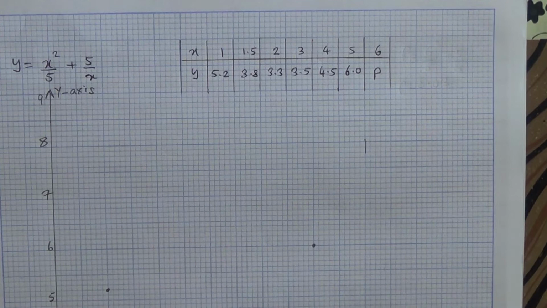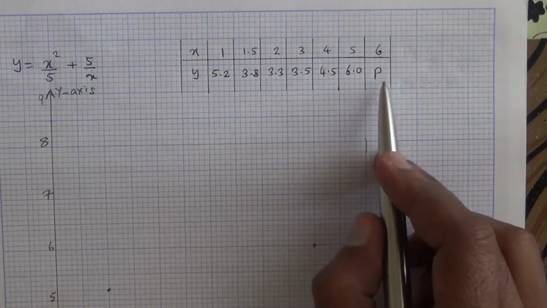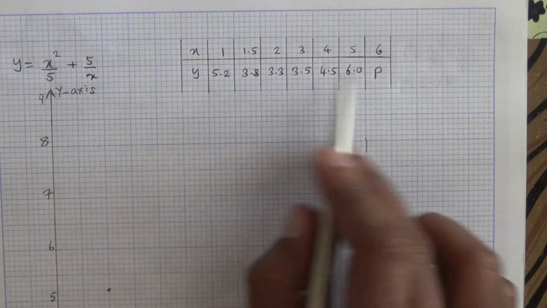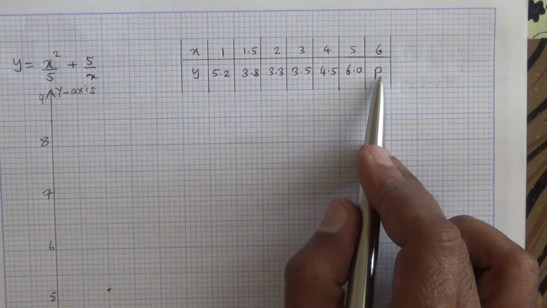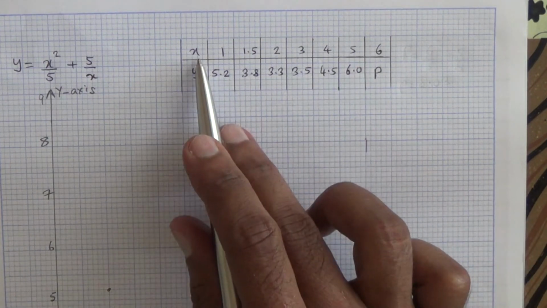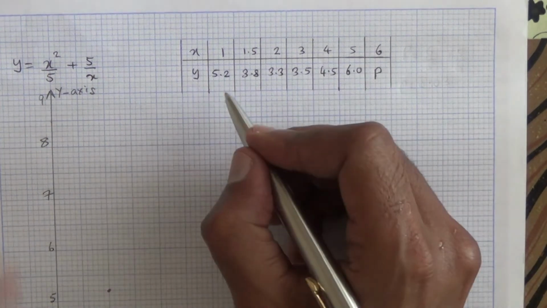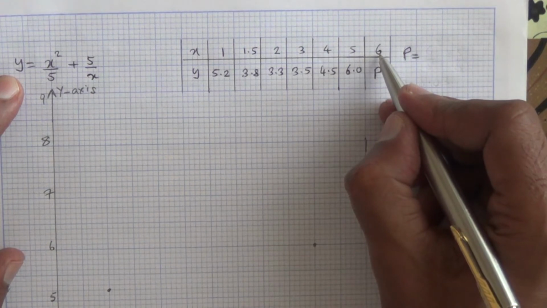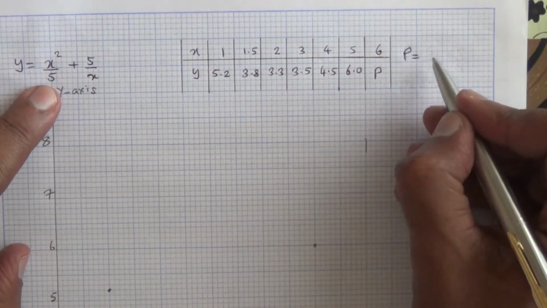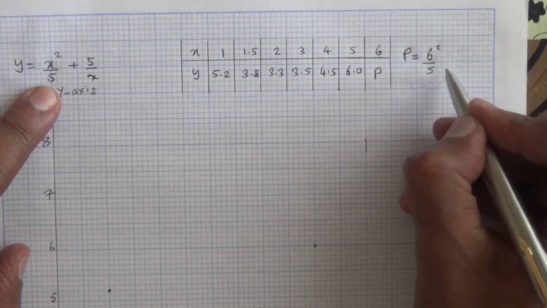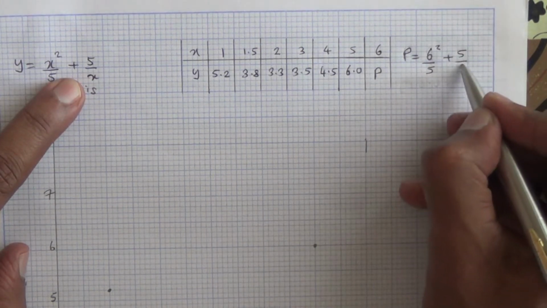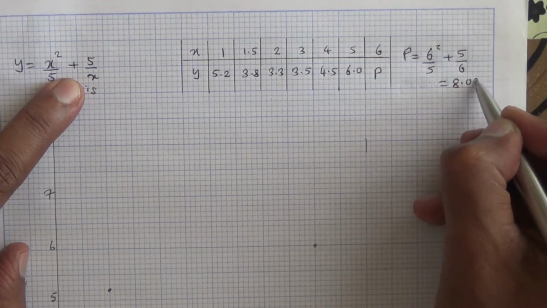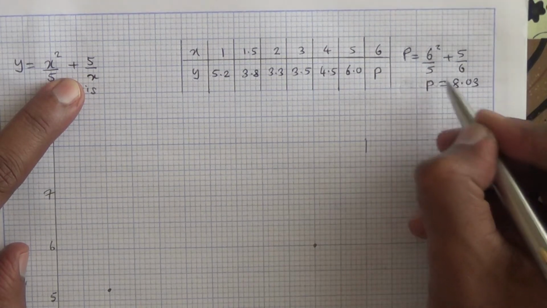Okay, for this question, the first part requires us to find the value of p. To be able to find p, we see that p is equal to y, and the value of p is at x is equal to 6. So y is p then. Here you've got x squared over 5, so we've got 6 squared over 5 plus 5 over 6. If you do this on your calculator, you should get 8.03, and it goes on forever. So this is the value of p.